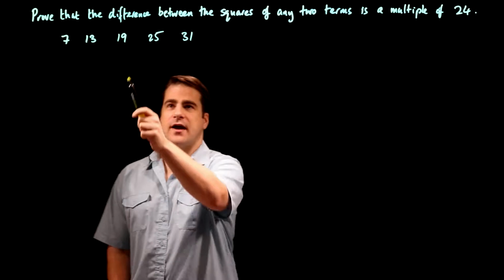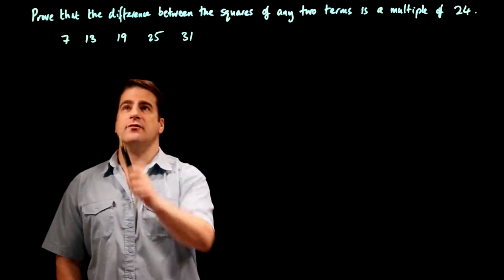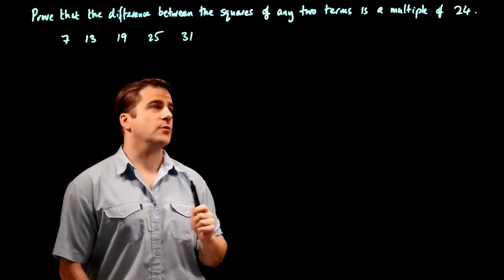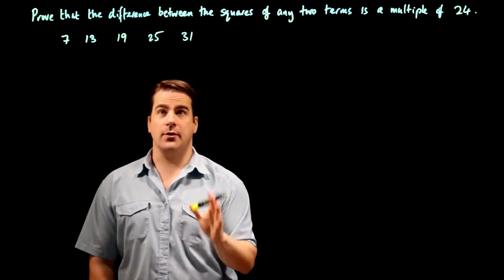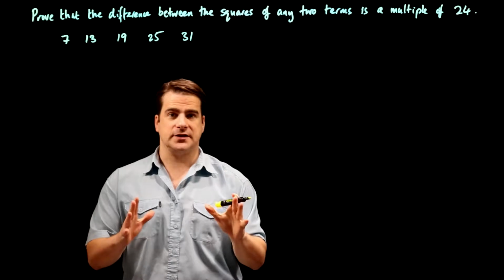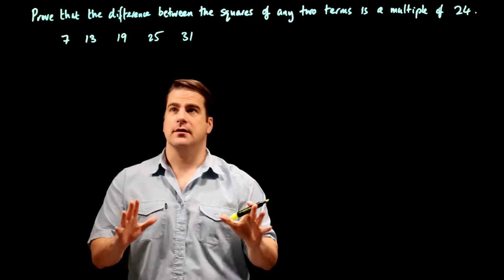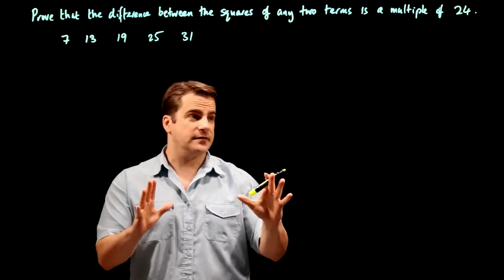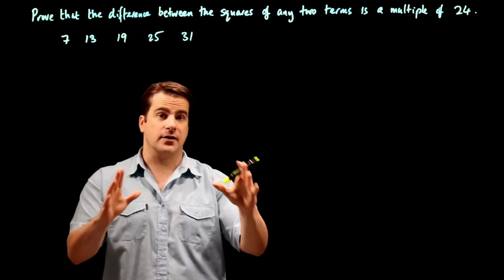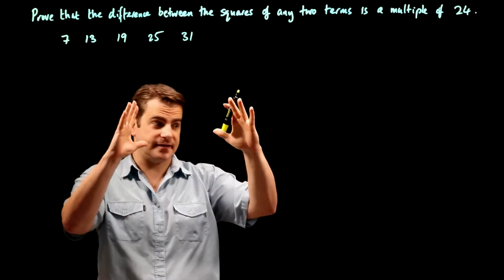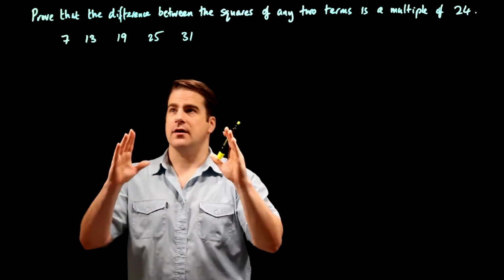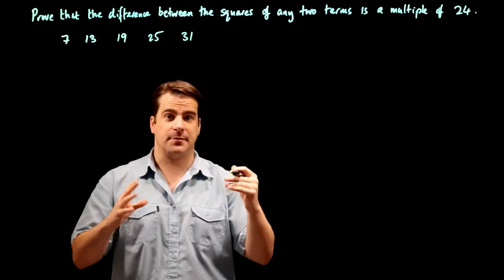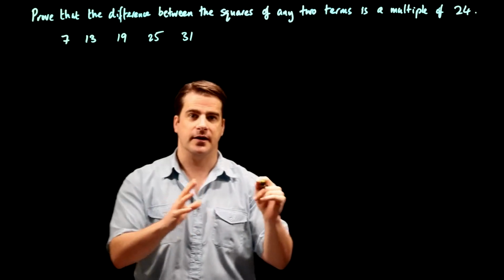Okay, we have an arithmetic sequence and we have to prove that the difference between the squares of any two terms is a multiple of 24. Okay, difficult question, don't worry about it. I can't see where it's going to go yet, it doesn't matter. You don't need to be able to see exactly how you're going to get all the way to the answer with some questions. The important thing is to pick up the pen and just start, okay?